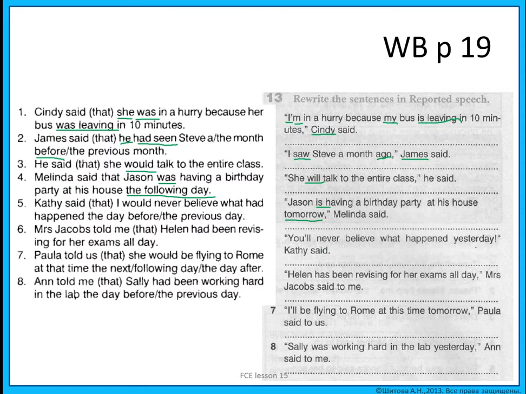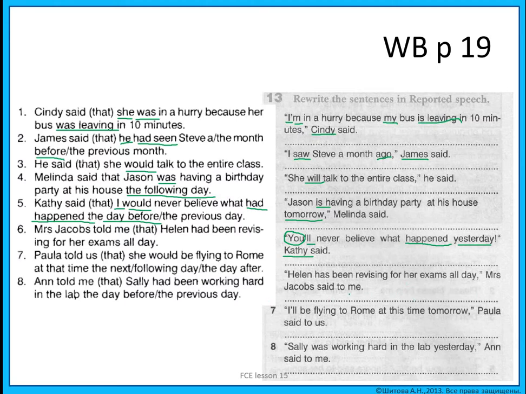Okay, the next one. "You'll never believe what happened yesterday," Cassie said. We don't know who Cassie was talking to, but she addressed somebody as you. So we change: Cassie said that she was talking to me, instead of will, we use would. Never believe what, instead of happened, past simple, we use past perfect had happened, and instead of yesterday, we use the day before.